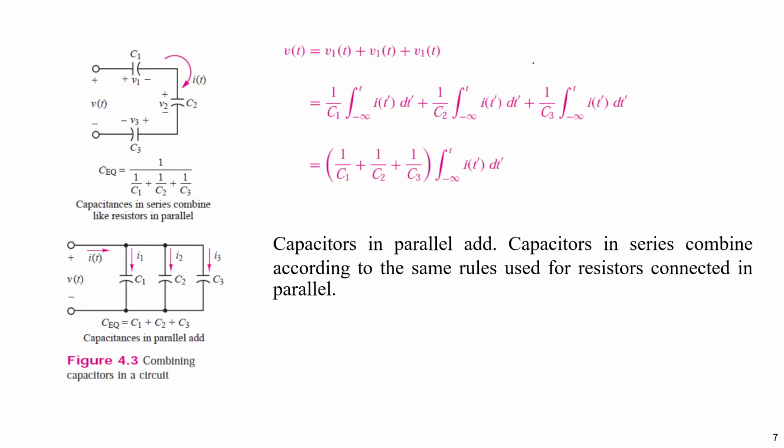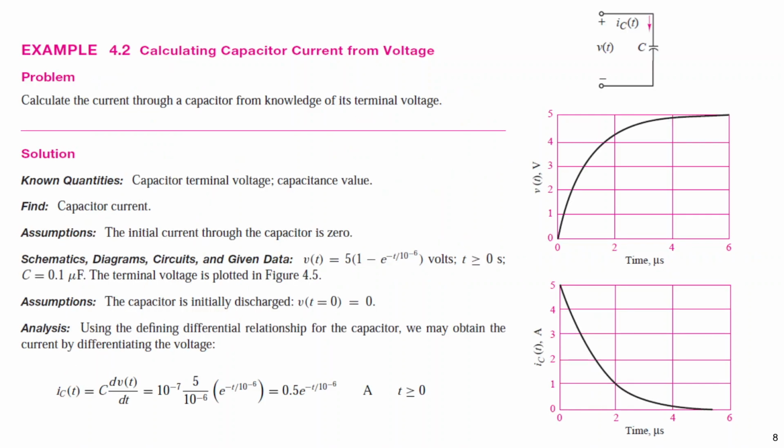Here, if we connect capacitances together, it can be in series form. If the capacitances are in series, we can use the formula of resistance in parallel to get the total capacitance. If they are connected in parallel, we just add up the capacitances together. You learned about this in physics, right?